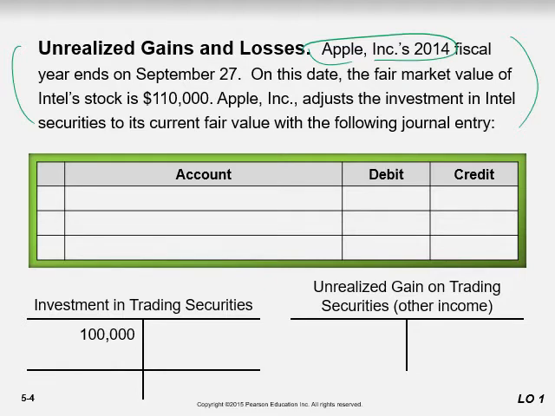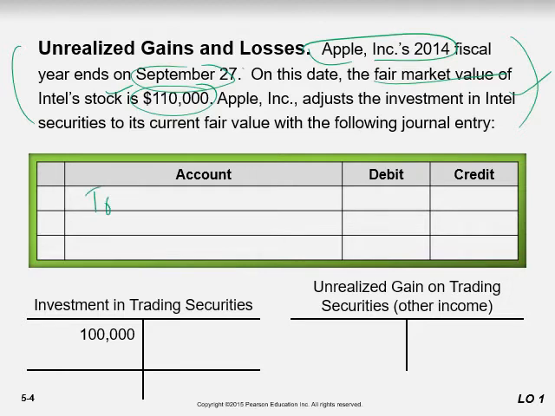The Apple Corporation's fiscal year ends on 27th of December. On this date, the fair value of the stock is 110,000. Adjust investment in Intel securities to current fair value with the following entry, right? So here our value increased. When we purchased it, we already had this entry, trading securities to cash, but now the value has increased. So what we have to do here is increase the value.